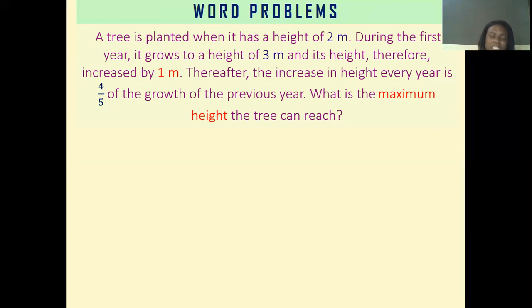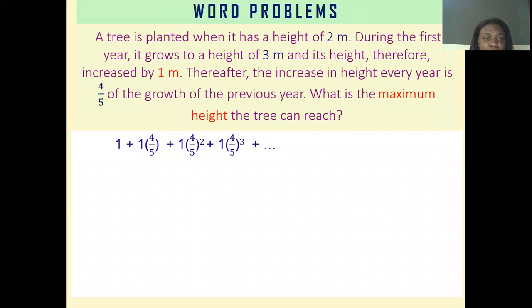Now, they're asking you what is the maximum height the tree can reach. Let's look at this. So we have something like this: 1 plus 1 times 4 over 5. The increase in the first year is 1. The increase in the second year is 1 times 4 over 5. The increase in the third year is 1 times 4 over 5 squared. You can see already that this looks like a geometrical progression, right?